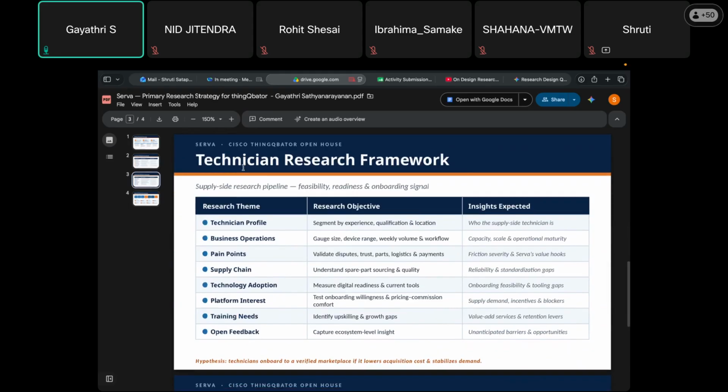So, coming on to our technician research framework. A two-sided marketplace succeeds only if technicians also see value. So we're not just building Serva Electronics for people who want to get their devices repaired, but also building a better opportunity for technicians. Therefore, we study technician operations, supply chains, digital readiness, onboarding willingness, and training needs.